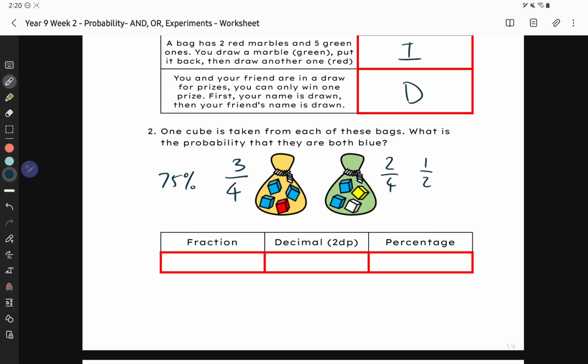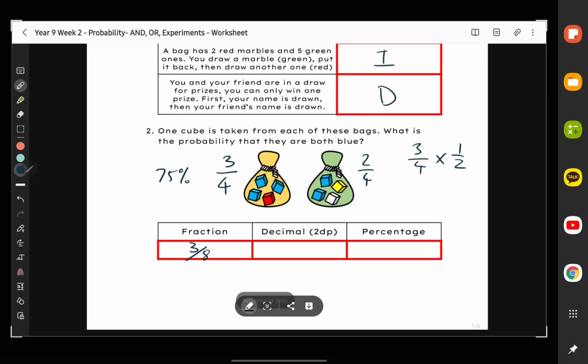Right? Now, if you want to know the probability of two things both happening, we multiply these two probabilities. So we're going to go 3 over 4 times 1 over 2, which happens to be 3 over 8. And in decimal, I am just going to go 3 divided by 8 in my calculator, get 0.